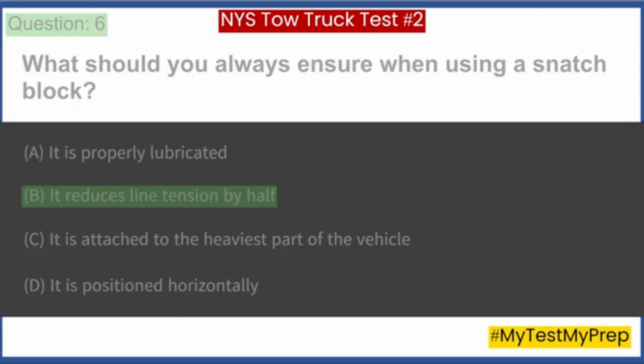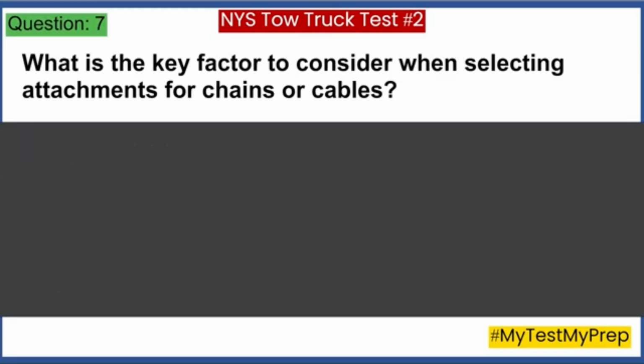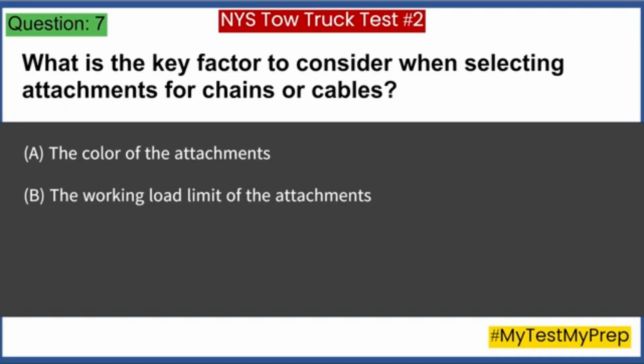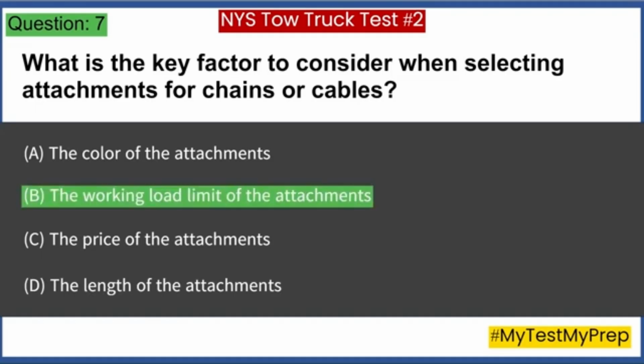What is the key factor to consider when selecting attachments for chains or cables? A. The color of the attachments. B. The working load limit of the attachments. C. The price of the attachments. The working load limit of the attachments.